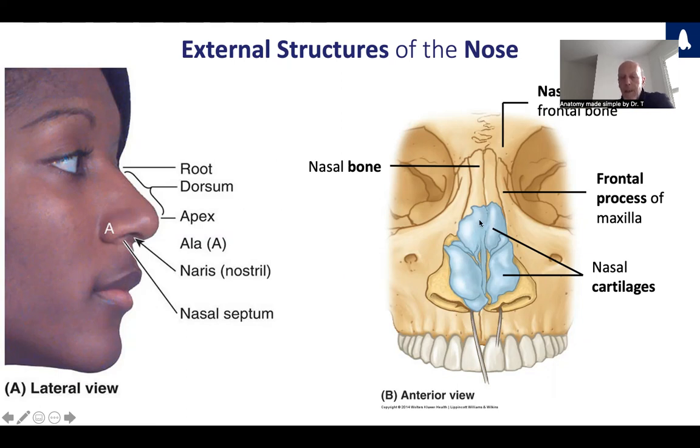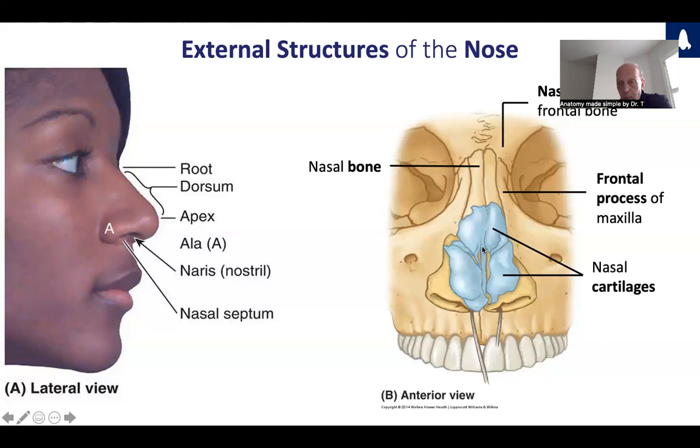Using just a diagram that illustrates the structure of the external nose itself, now we can confirm left and right nasal bones that go from the nasal root forming the dorsum. But here it's multiple nasal cartilages that will continue running all the way to the apex. So the external nose is partly bony and partly cartilaginous. Multiple nasal cartilages are present.